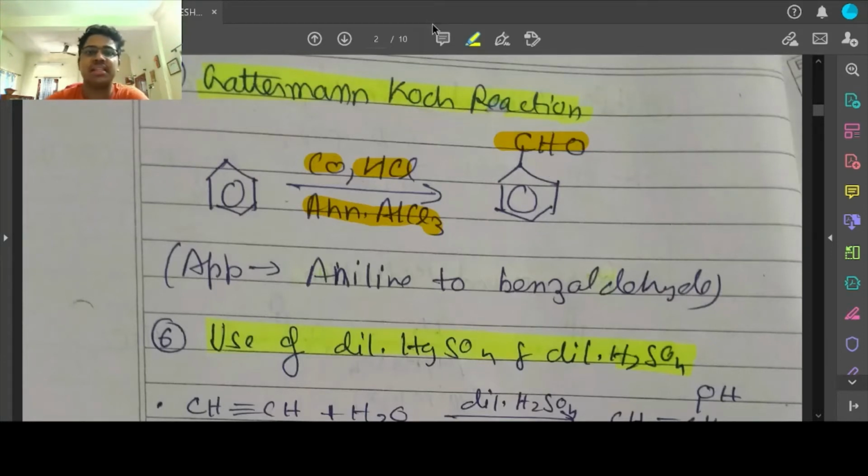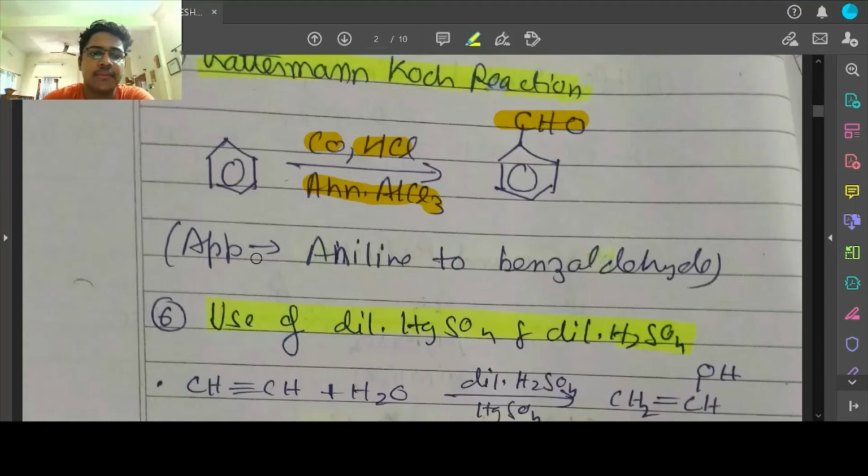So a CHO group is added here. See, there was no CHO group before, there's nothing, and now the CHO group is added. So carbon monoxide with HCl and anhydrous AlCl3 adds a CHO group. Benzene to benzaldehyde. Here I have converted it. This is an application of this reaction also.